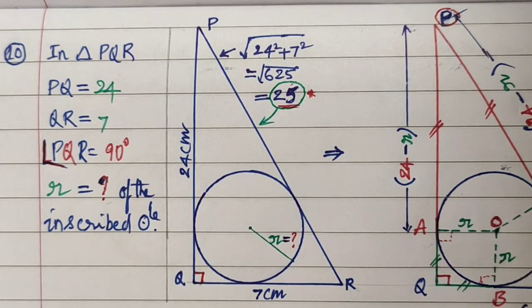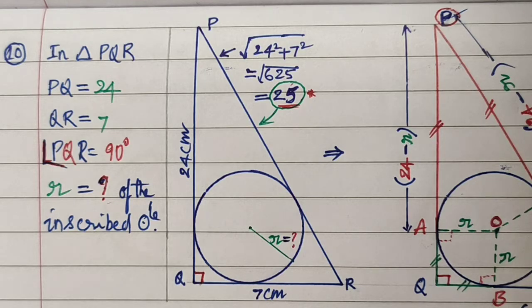In the given figure, in triangle PQR, it is given that PQ is equal to 24 centimeters, QR is equal to 7 centimeters, and angle PQR is equal to 90 degrees. Find the radius of the inscribed circle. This is the question. They have not given any figure. We need to draw a figure.